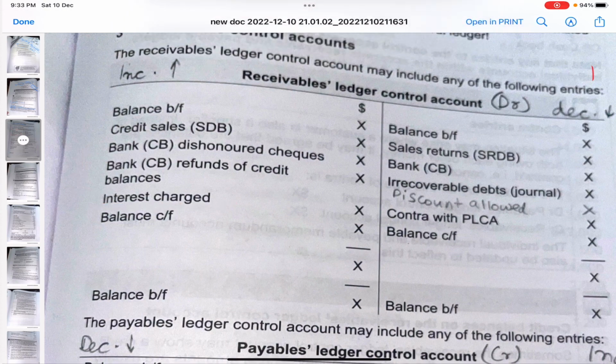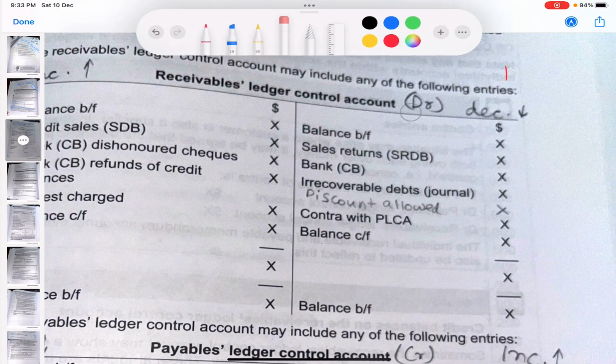Okay. Now the same way, let's see the credit side. What happens in the credit side? Whenever my receivables are decreasing, all that will come in the credit side. So this is the balance b/f on the credit side. Whenever there's a negative balance, it will come under the credit side.